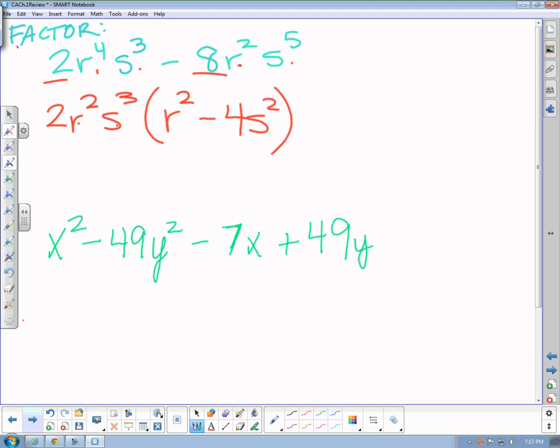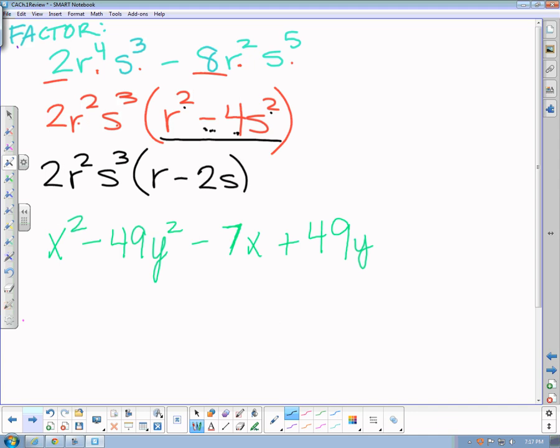Then you're not done with this one yet, because you have two terms here, and both things are perfect squares, and so is that. And it has subtraction in between, so we have to factor it even more. So it becomes 2r squared s cubed, and then r minus 2s, and r plus 2s. If you only went this far, you would get half the points for it.